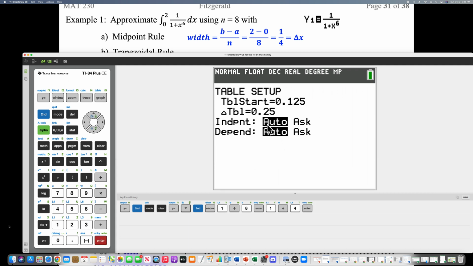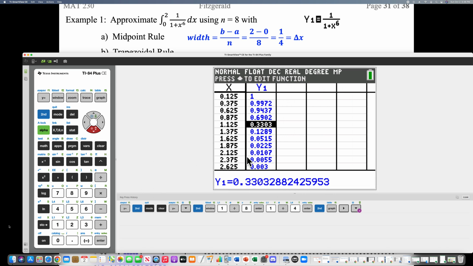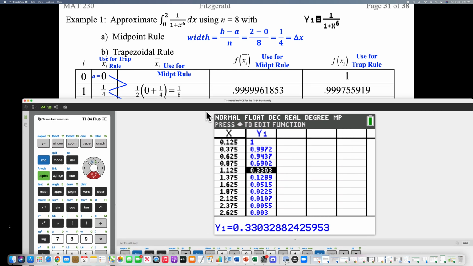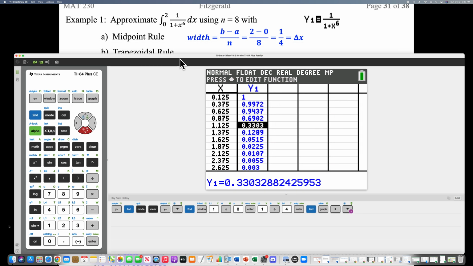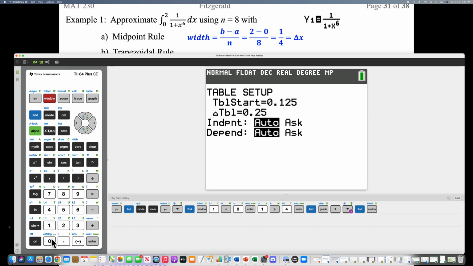And again, make sure these all say auto, second graph. And then here's your values. Put your cursor on the Y column and round it to wherever the assignment asks you to round all those entries. And you just scroll down using the values on the bottom here till you have them all filled in. And for the next one, that one there was for the midpoint rule because we put in 1/8.